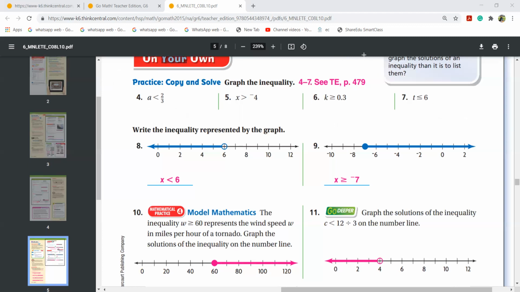Finished? Ghalia, did you finish? This I'm in number 7. Okay.